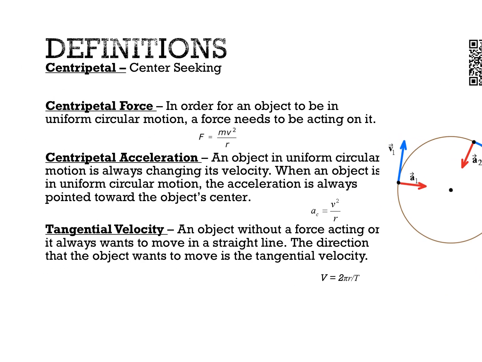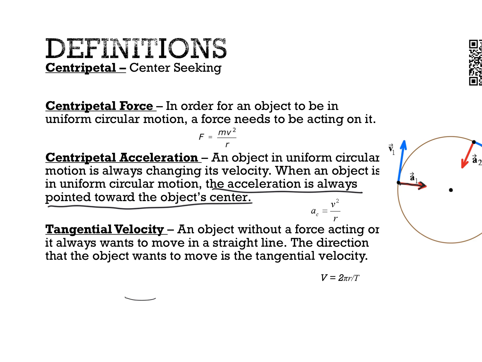Centripetal means towards the center. So centripetal acceleration is always towards the center of the circle, as you can see from the red arrows right there. In order for an object to be in uniform circular motion, a force needs to be acting on it, and the force is always in the direction of the acceleration, so the force is always towards the center of the circle in uniform circular motion. Force centripetal also is, so that's why it's called center seeking, okay?